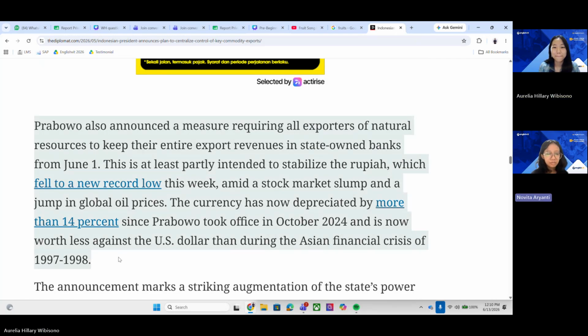Prabowo also announced a measure requiring all exporters of natural resources to keep their entire export revenues in state-owned banks from the 1st of June. This is at least partly intended to stabilize the rupiah, which fell to a new record low this week and is even getting lower.